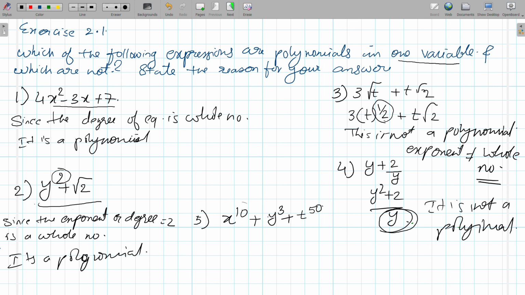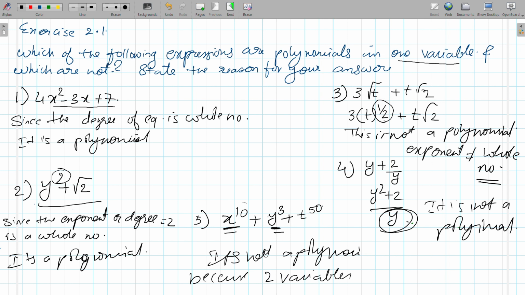Okay. Now just see, by looking at the exercise, what our question says: one variable. One variable means it can be x, y, z, whatever it is, but it should be only one variable. But here, this is one variable and this is the second variable. x is one variable and y is the second variable. So it's not a polynomial, because two variables are present, right? So this is how we need to identify one variable polynomials. I hope you understood this.